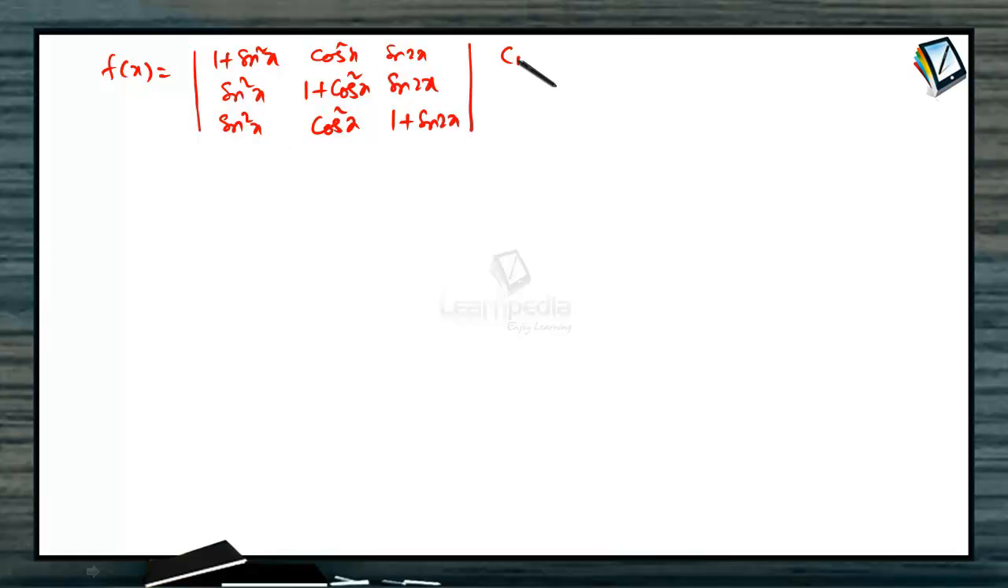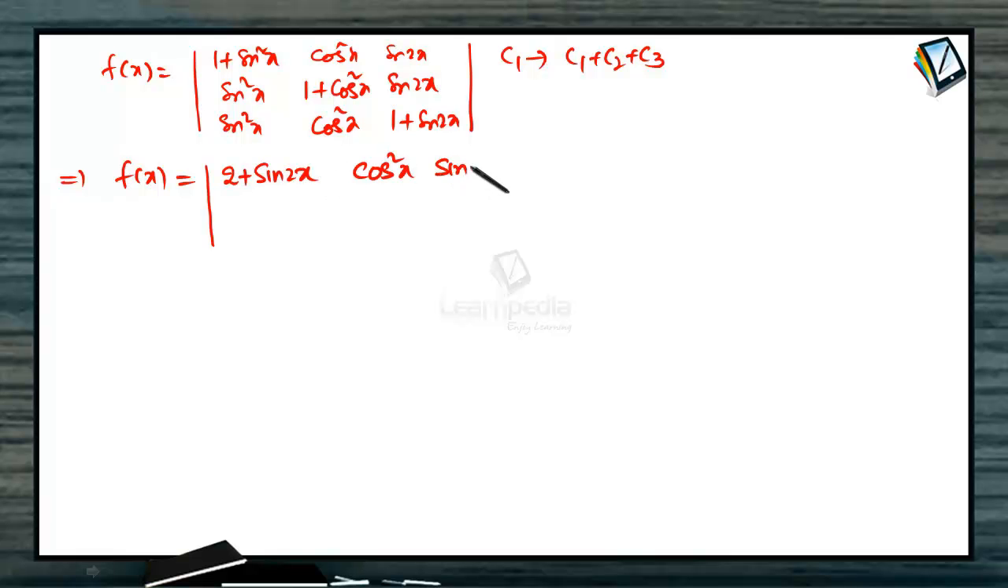Now here you apply C1 replaced by C1 plus C2 plus C3. Then f of x will become, if I add all these, sine square plus cos square x is 1, so 1 plus 1 is 2 plus sine of 2x, and this is cos square x and sine of 2x. Similarly in the second row, 2 plus sine of 2x, 1 plus cos square x and sine of 2x. And in the third row, 2 plus sine of 2x, cos square x and 1 plus sine 2x.